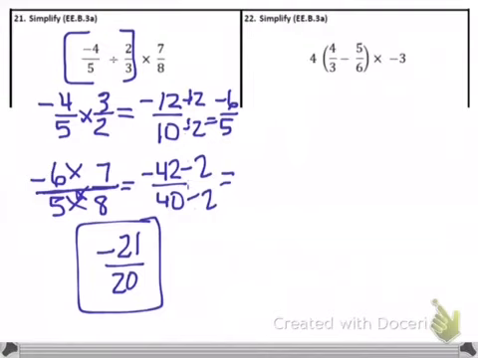On the next one, I have got some work here in parentheses that I need to take care of first. So I have 4/3 minus 5/6. So I'm going to go ahead and take care of that first. But remember, when I add and subtract fractions, I have to have my common denominators. So in this case, it's going to be a 6.